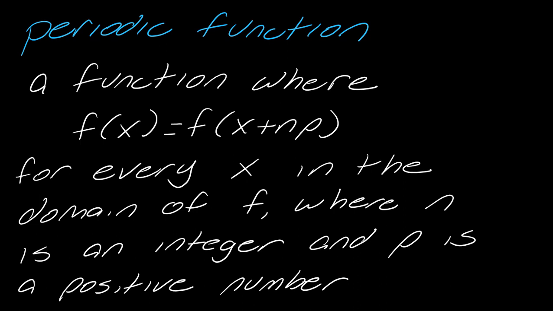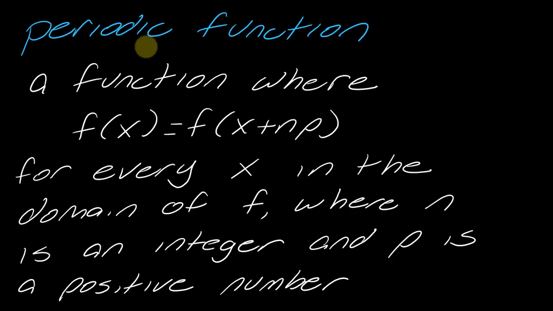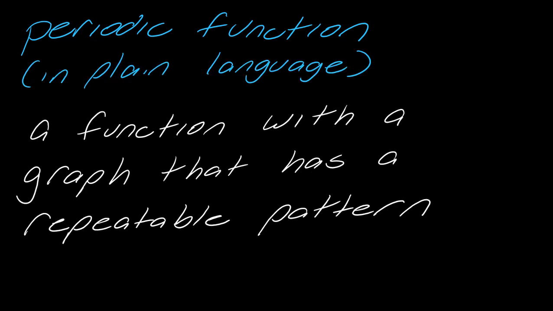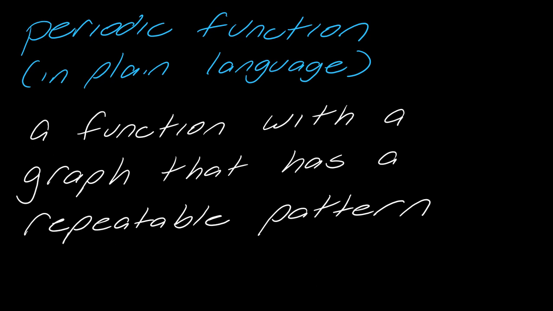Okay, so I can already hear, yeah, sure, what? So what does this mean? This actually does tell us something very useful, but in plain language, a periodic function is just a function with a graph that has a repeatable pattern. And the way that we represent that is that we write it out like this. This is showing that the pattern repeats. So that's what it means to be a periodic function. It just has this repeatable pattern.